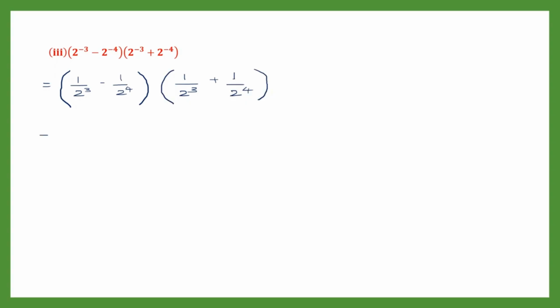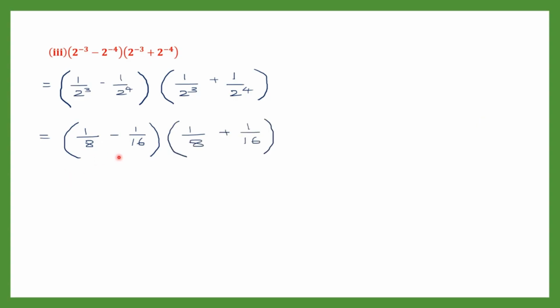So now let's simplify this. 1 by 2 raised to the power of 3 means 2 into 2 into 2. 2 2s are 4, 4 2s are 8. So this is 8 minus 1 by 2 raised to the power of 4. Let's write it once more. So 2 2s are 4, 4 2s are 8, 8 2s are 16. So this becomes 1 by 16. Then here we have again 1 by 2 raised to the power of 3 is 8 plus 1 by 2 raised to the power of 4 is 16. We just did these two.